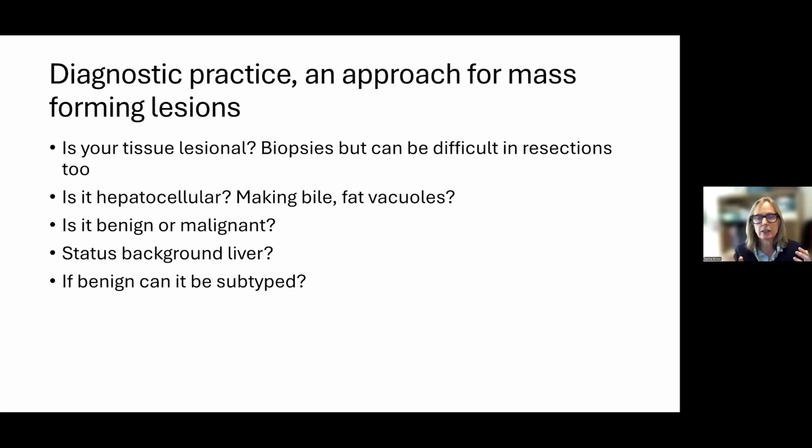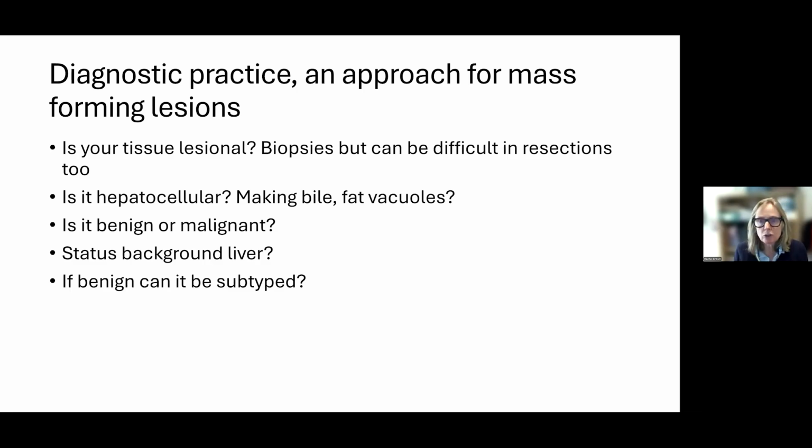If you're looking at something that's made up of hepatoid cells that are making bile, or there's lots of fat, for example, you can feel pretty comfortable that you are looking at a hepatocellular lesion. So you need to ask yourself that question. You don't necessarily need to do more stains in that regard.